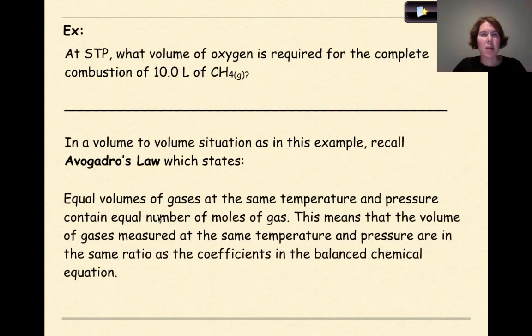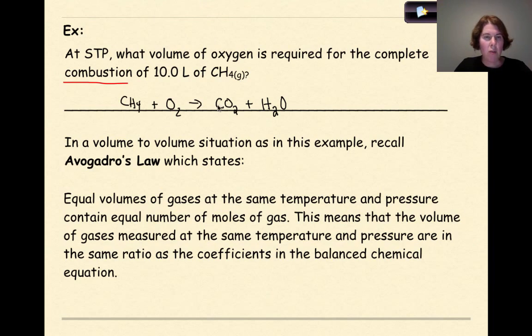So let's look at an example here. At STP, what volume of oxygen is required for the complete combustion, so we're looking at a combustion reaction here, of 10 liters of methane. So the first thing that we need to do is write out our balanced equation. So it's a combustion reaction, so I have a hydrocarbon. So it's CH4 plus oxygen gives me carbon dioxide and water. And then I need to go back and balance this.